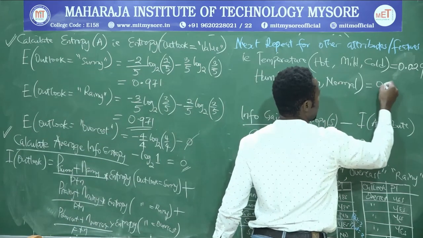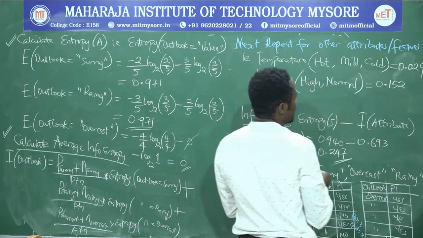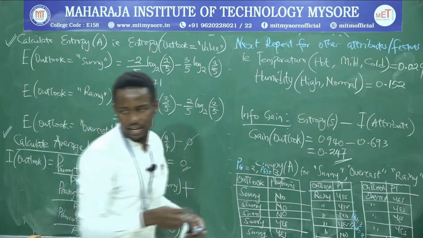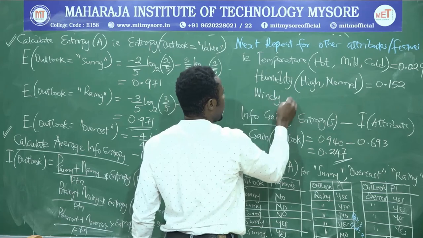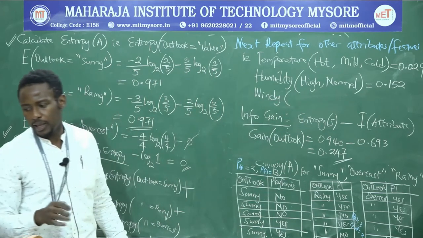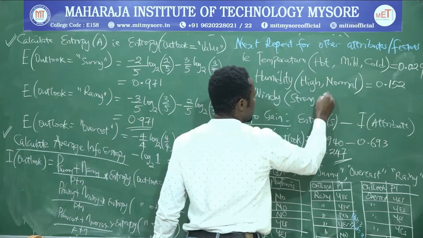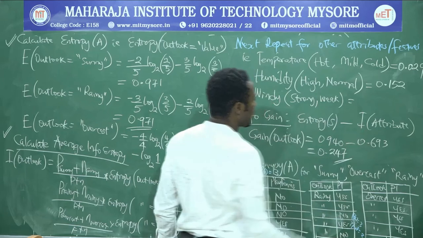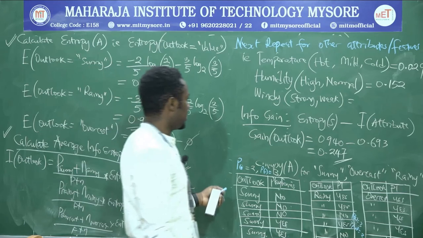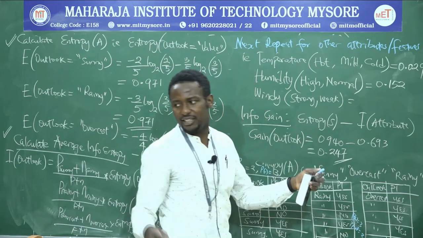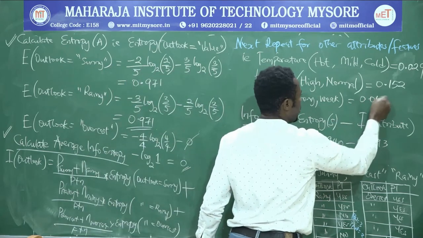That's the gain for humidity, 0.152. And lastly, you have to compute for windy. In windy, you have strong and weak. Again, you repeat the same process: calculate the average information entropy, calculate the information gain, and at the end, the information gain boils down to 0.048.